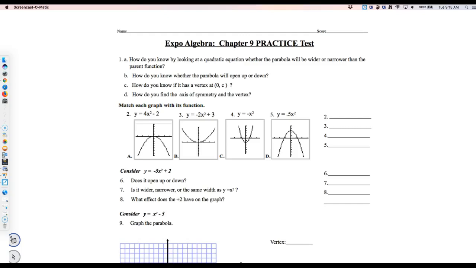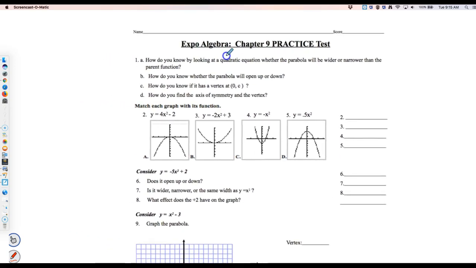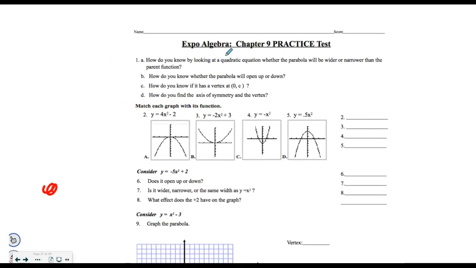All right, for Tuesday, the 27th, we are going to go through the first page for sure of this practice test together. So for number 1, it says, how do you know by looking at a quadratic equation? I'm going to go off to this side. That's where y equals ax squared, and you should as well, plus bx plus c.